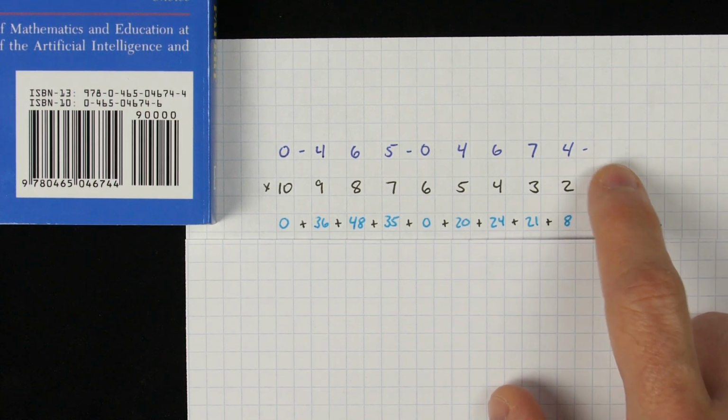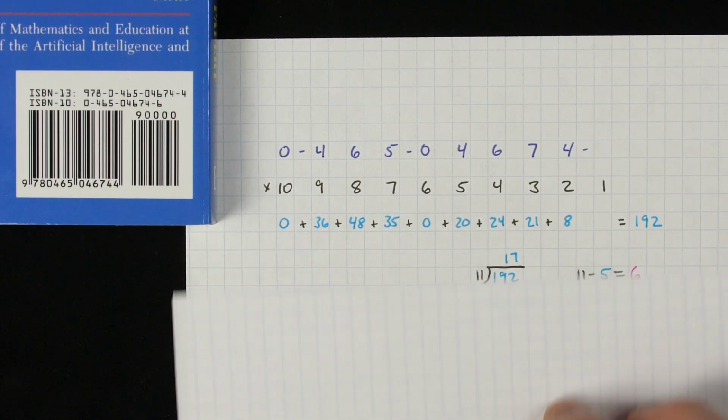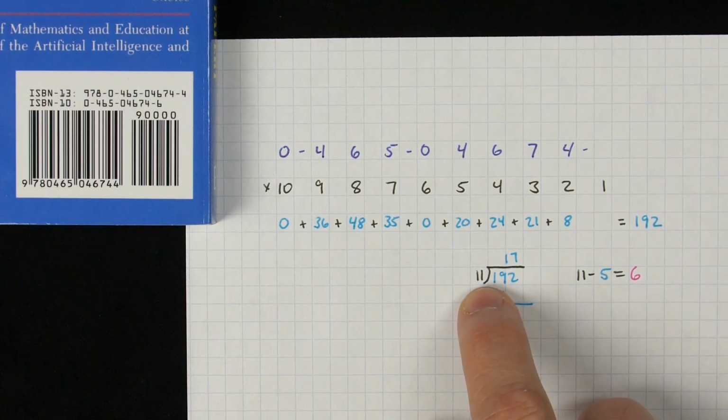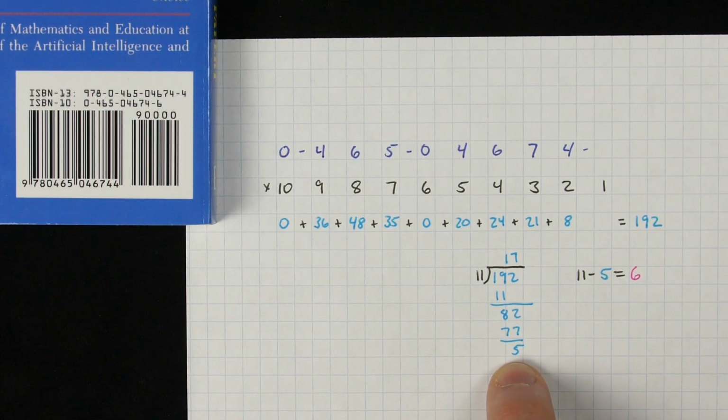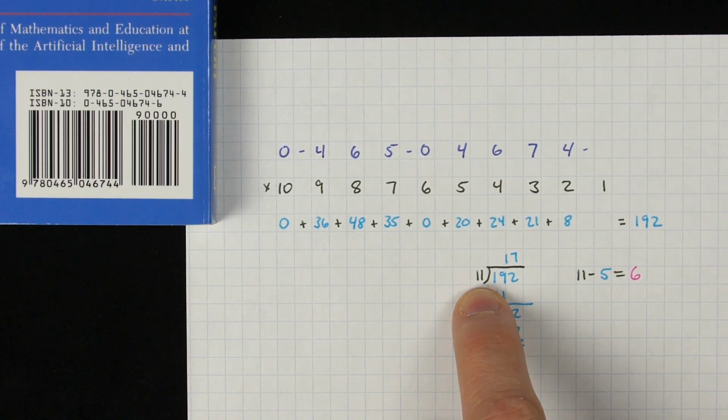Then to get that final digit, we divide by 11. So we divide 192 by 11, we get 17. We actually don't care about that part. What we care about is the remainder, which is 5. And it's interesting that we're dividing by 11. That's sort of an interesting choice.